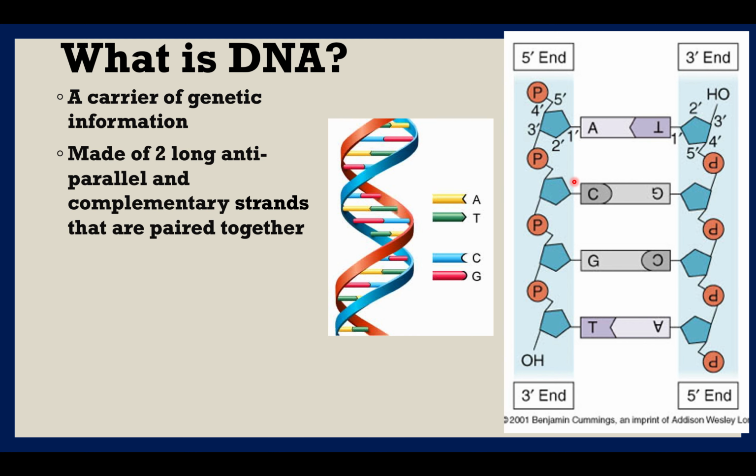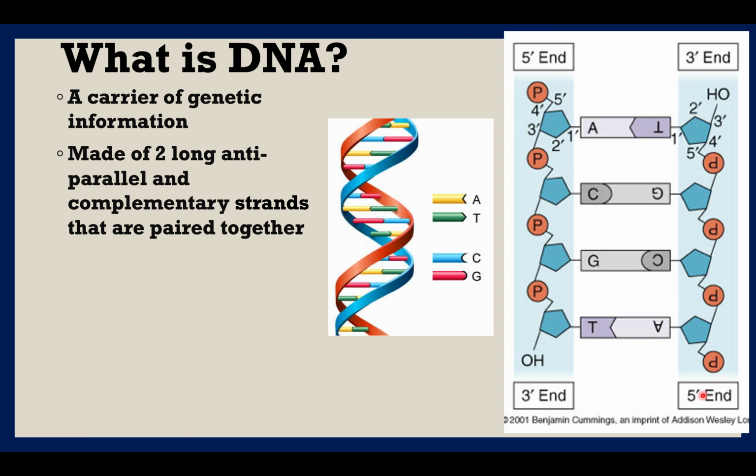It is made of two long antiparallel and complementary strands that are paired together. Antiparallel just means that they are going in opposite directions. Now, this also implies that each strand must have a direction. That direction can be either from 5' to 3', and this is what we're looking at on this picture right here. They are antiparallel because, as you can see, this strand is going from the 5' end to the 3' end, whereas the opposite strand is going from the 3' end to the 5' end.